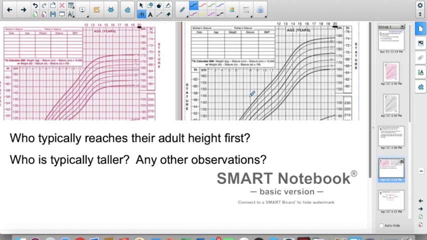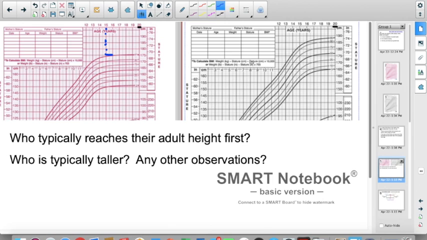If you look at these two graphs and compare them, do females or do males reach their adult height first? What do you think? Well, taking a look, if I look over on this left piece, it looks like females are growing until about age 15 or 16. Right around here is when they start to level off, right? They're not getting any taller. So right around age 15, I would say, is when girls start to reach their adult height first.